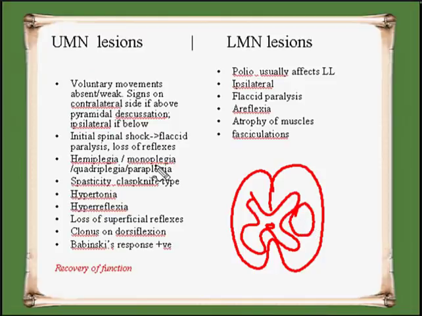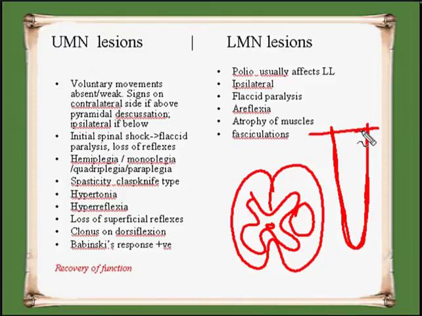Quadriplegia is when all four limbs are affected. That is, for example, when there is a complete transection of the spinal cord, totally transected in the cervical region. Then neither the upper nor the lower limbs will get any supply. So that will be when quadriplegia is seen. And paraplegia is seen when the two lower limbs are affected, and this will occur when the transection occurs at the lower level, at the lumbar region. So the upper limbs are spared, but the lower limbs suffer. So these are the terms which are used.